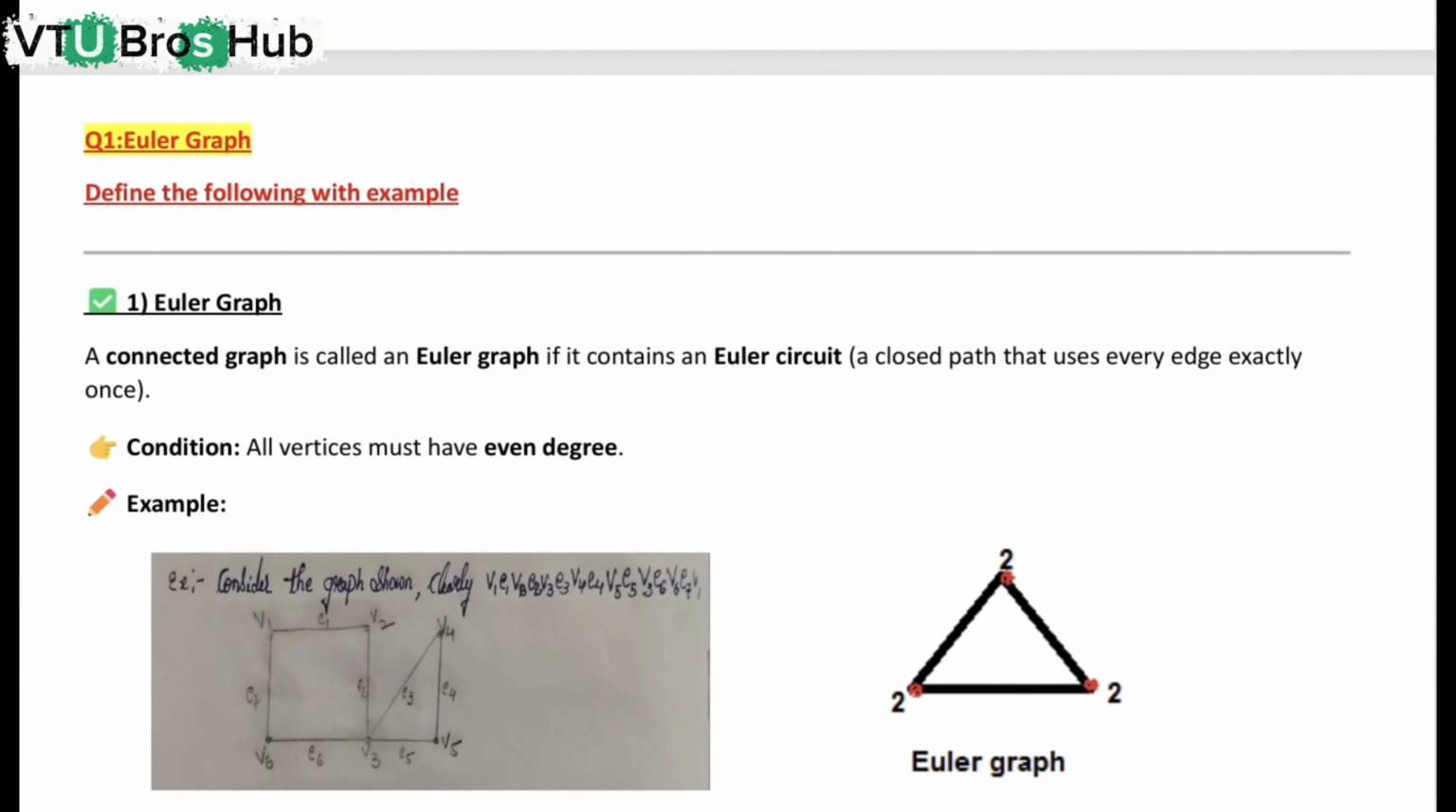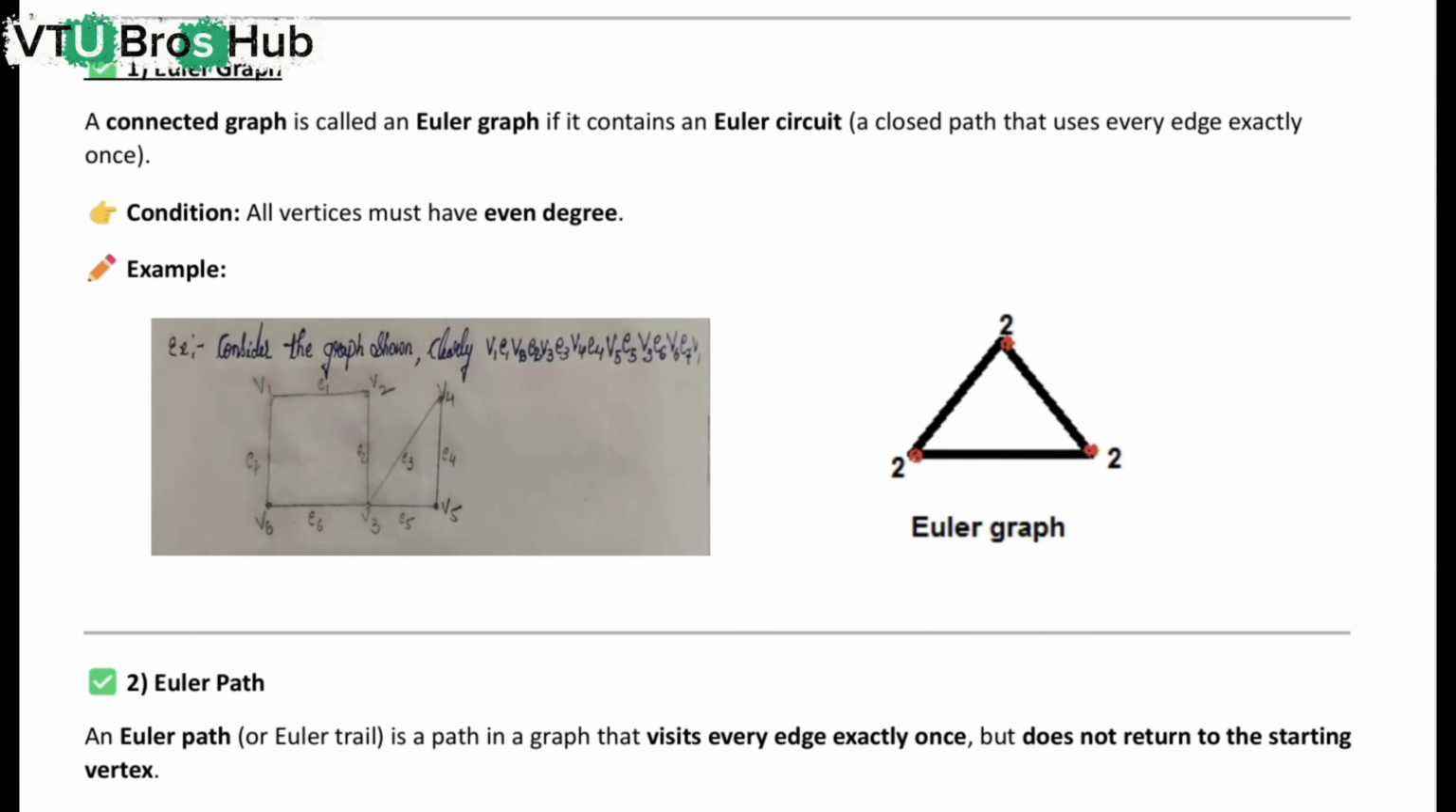Question. Define the following with example. 1. Euler graph. A connected graph is called an Euler graph if it contains an Euler circuit, which is a closed path that uses every edge exactly once. Condition. All vertices must have even degree. Example. Refer to the example graph shown.